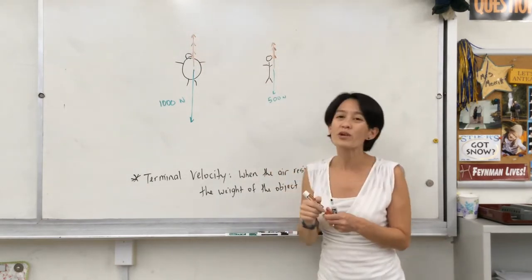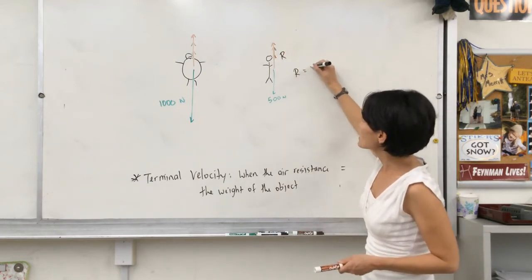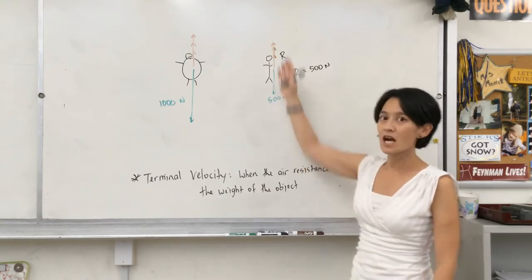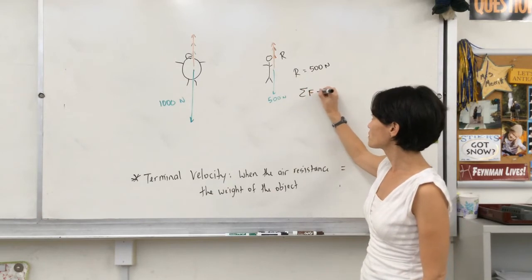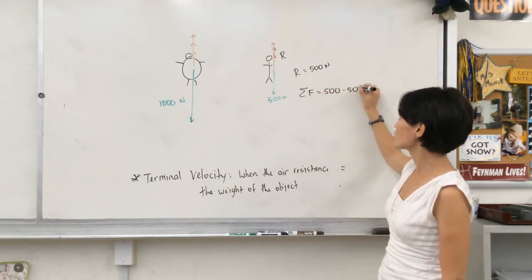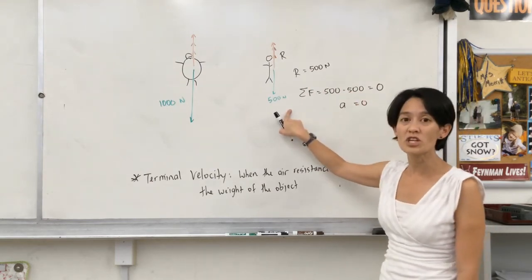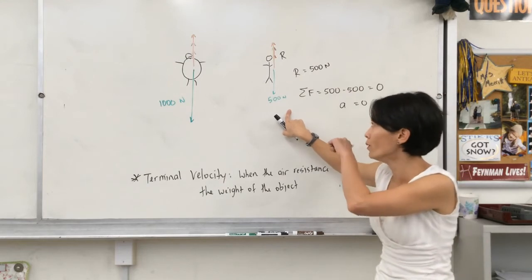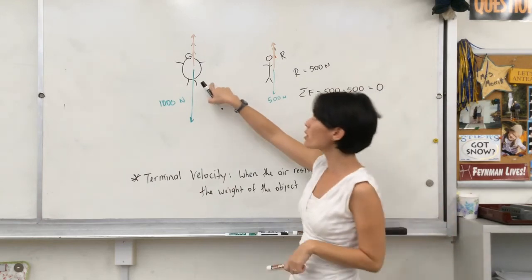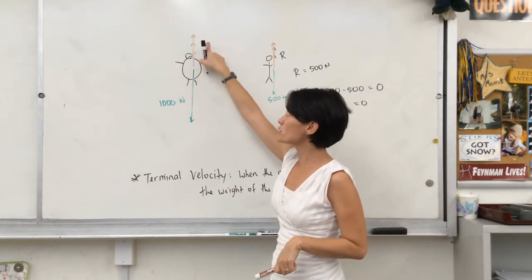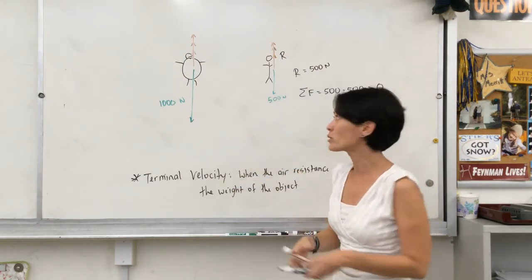Let's say 4 seconds into this, Slim Jim's resistance is equal to 500 newtons. He has an upward 500 newtons and a downward 500 newtons, so the net force of 500 minus 500 is equal to 0. There's no longer an acceleration, so Slim Jim has reached his terminal velocity. But Bronco has an upward resistance of 500 and a downward of 1,000. They're not balanced, so he's going to keep on increasing his velocity.